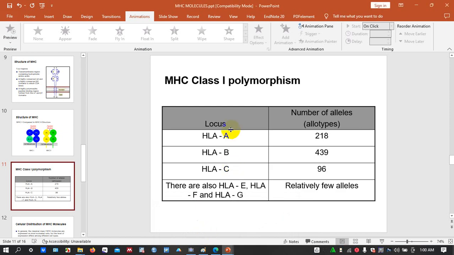So these are the morphologies. There are also HLA-E, HLA-F, HLA-G. Because of polymorphism, there is supposed to be only HLA-A, B, and C. But now, because of mutations and genetic manipulation and other things, we have HLA-E, HLA-F, HLA-G.